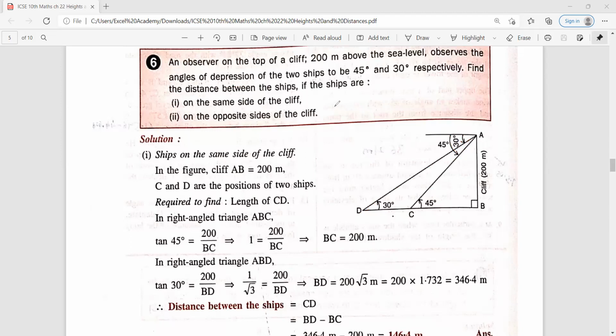Find the distance between the ships if the ships are on the same side of the cliff. So हा question 1 जो आहे, हा case 1 जो आहे, case 1 is on the same side of the cliff. एकाच side ला आहेत ते. So this is ship 1, this is ship 2. Okay, so again I tell you this is 200. Obvious. 45 degrees tan वापरा, so you'll get BC as 200 meter.